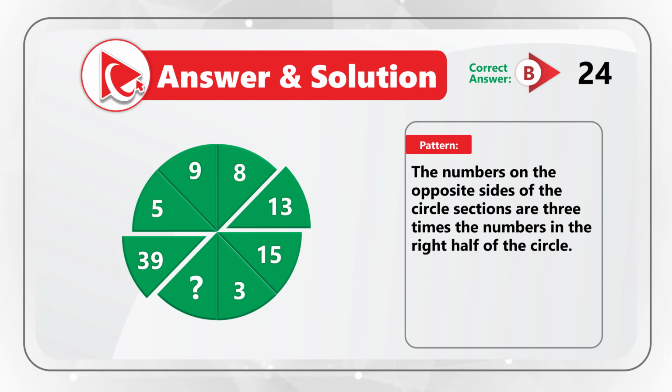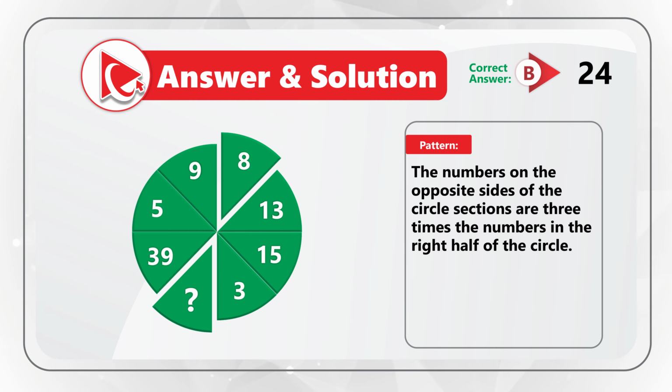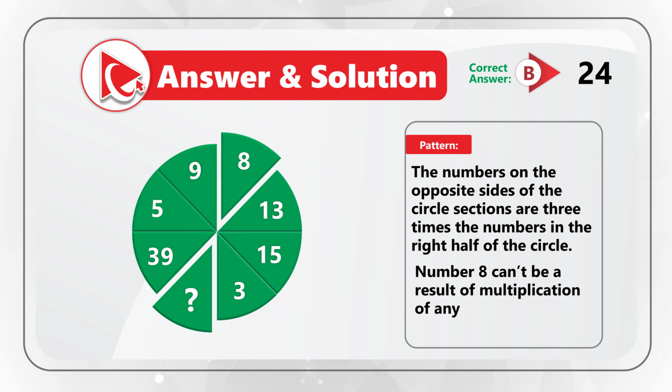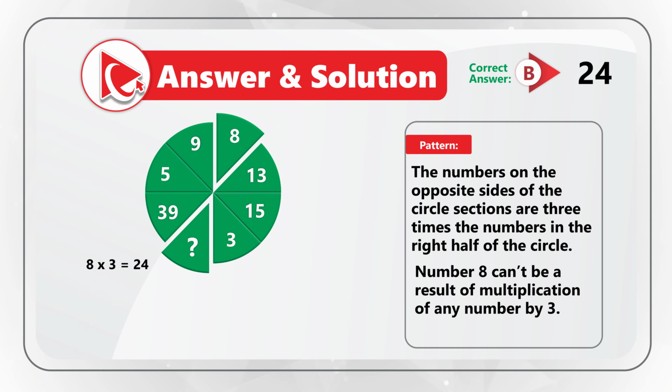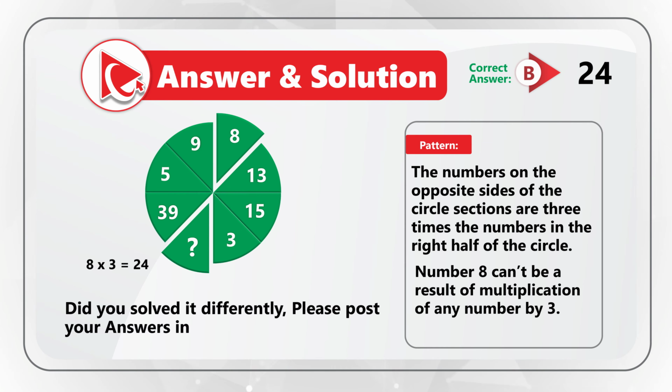Let's take a look at the missing number. Because number 8, which is on the opposite section, cannot be a result of multiplication of any number by 3, this means that the missing number is a result of 8 multiplied by 3 equals 24. This is why I think the correct answer here is choice B, 24. Did your calculations lead you to the same answer? If they didn't, please make sure to share your answer and solution in comments.